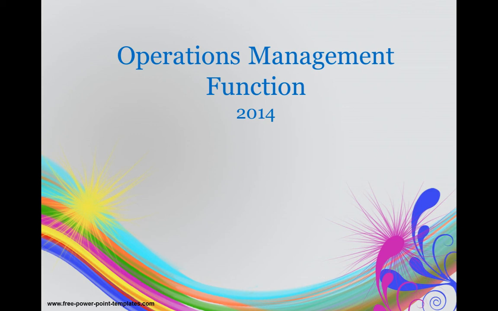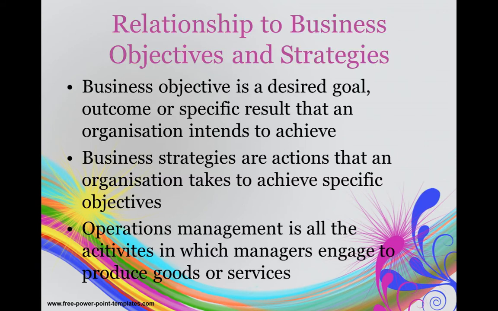Unit 3, Outcome 3, Operations Management Function. The relationship to business objectives and strategies. So what is a business objective? It is a desired goal, outcome, or specific result that an organisation intends to achieve. What are business strategies? These are actions that an organisation takes to achieve specific objectives.